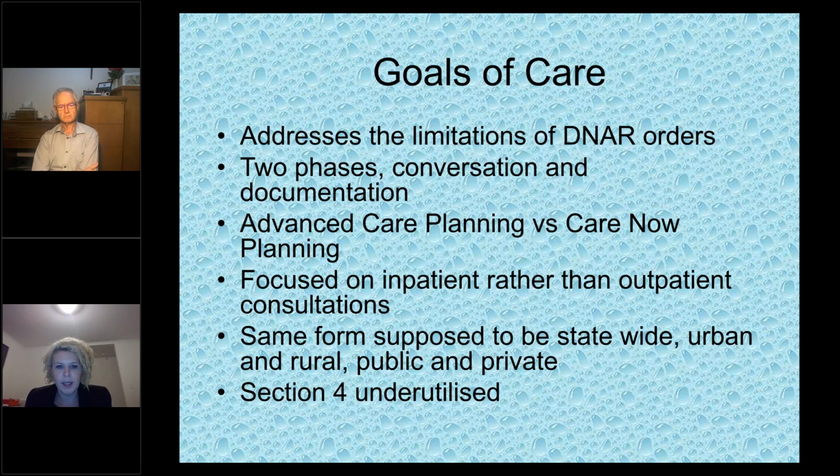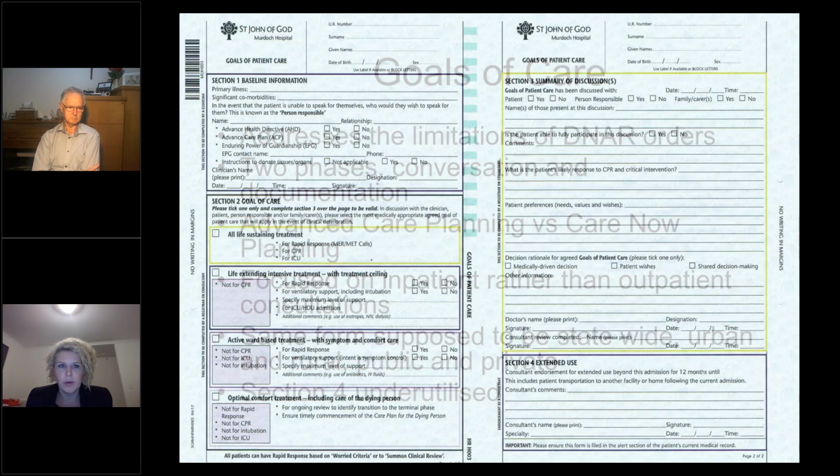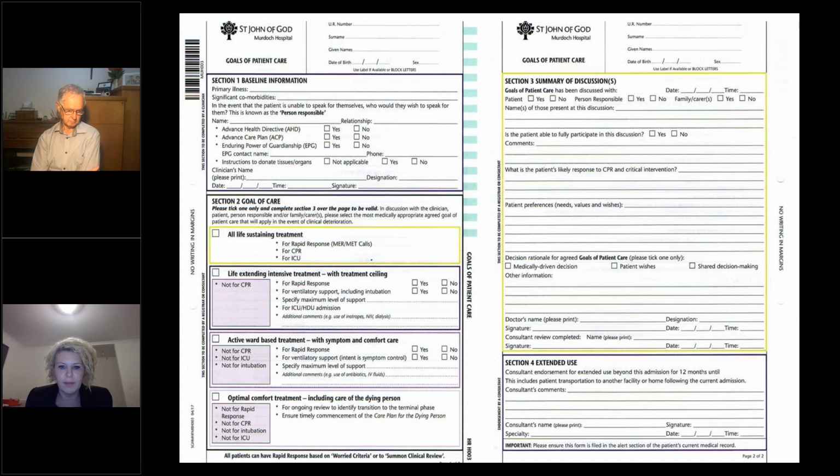From my experience, Section 4 has tended to be the underutilised section, and this is going to be the part that's probably most relevant to doctors in the community. So Section 4, if we look at the form, talks about extended use. You can see the front page there on the left-hand side of your screen, the back page on the right. Initially you'd fill in the patient demographics, then you'd decide after a discussion with the patient and/or the person responsible and family what level of care you're really talking about. And then there's a space for the discussion on the back part of the form.